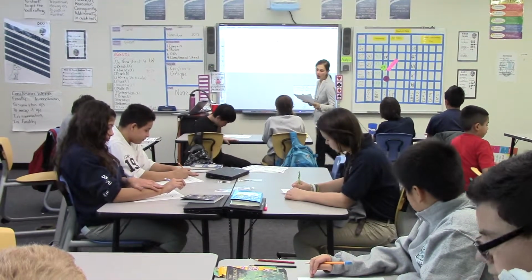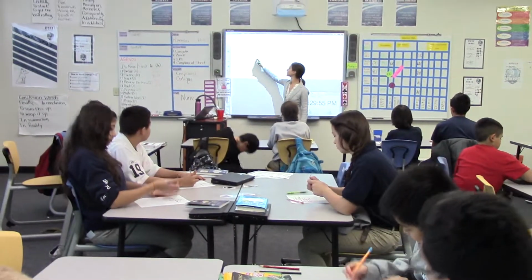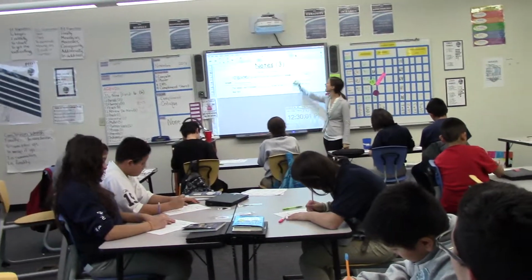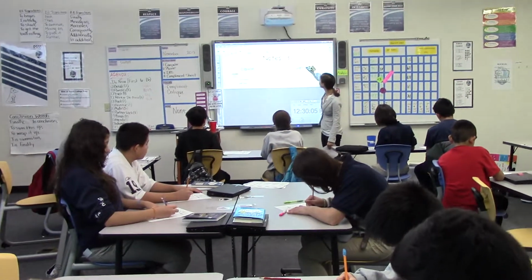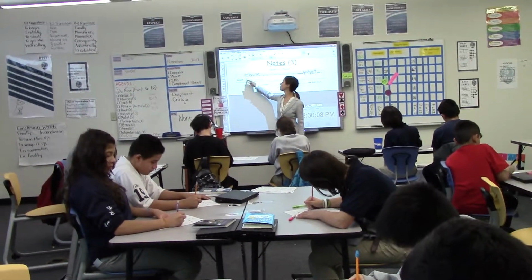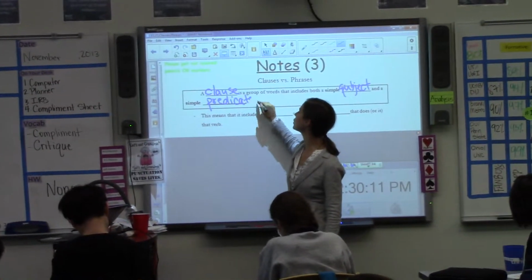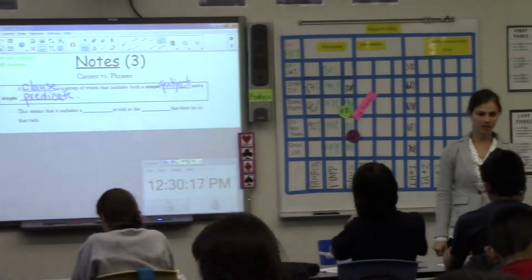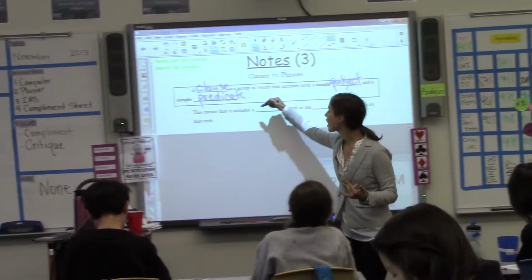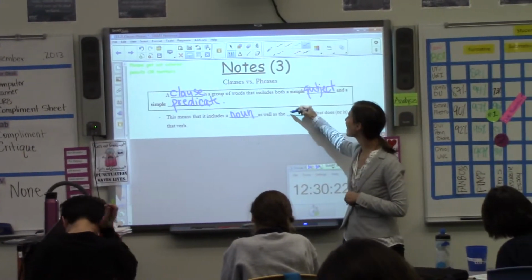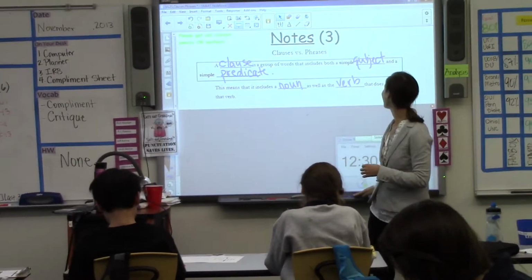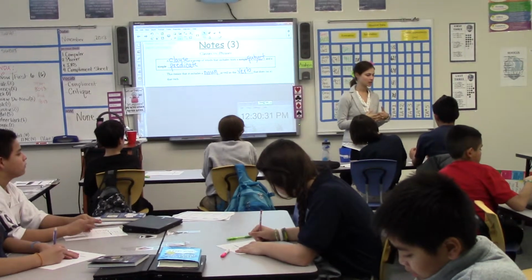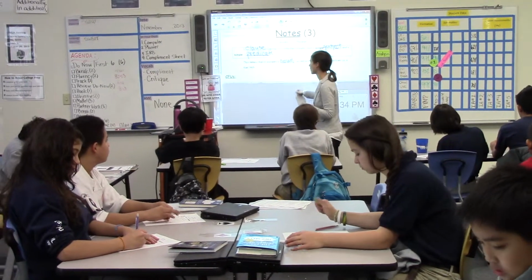First thing you guys need to know is that a clause is a group of words that includes a simple subject and a simple predicate. And we just reviewed subject and predicate in our do now, right? This means that a clause includes a noun as well as the verb that is or does that noun. It has those two pieces. So make sure you get that down. And then I'm going to do a quick check for understanding.